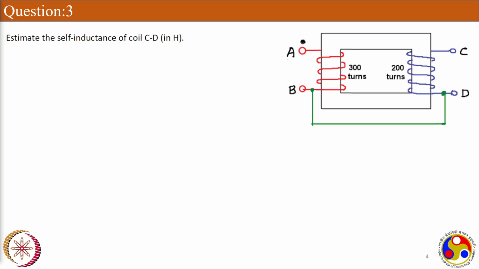Inductance formula we have discussed in the first week. So anyone remember the inductance formula? In the question, we were given the inductance of the coil AB, that is 3.6 Henry.